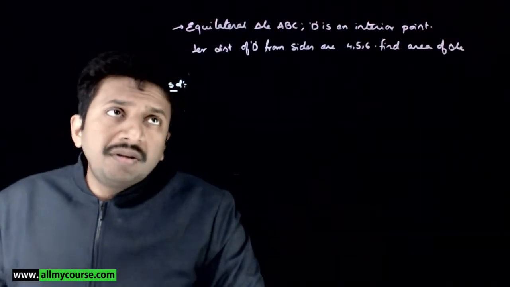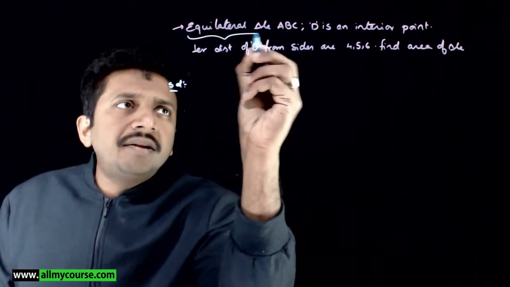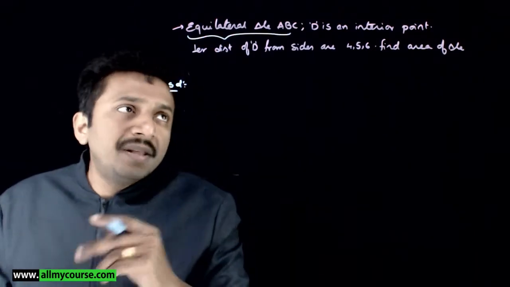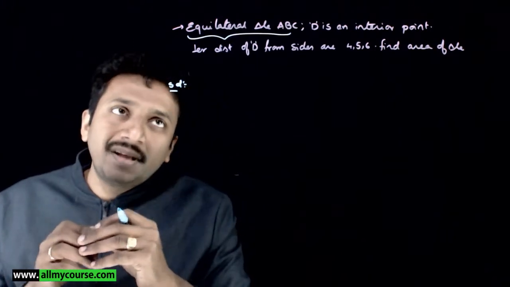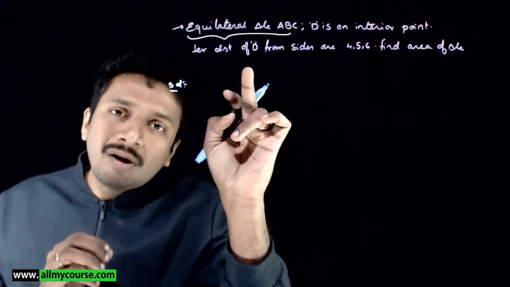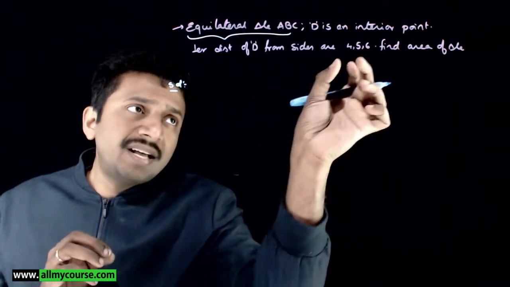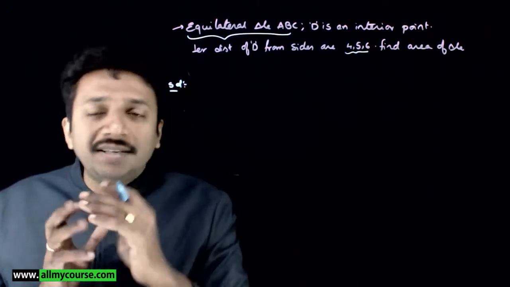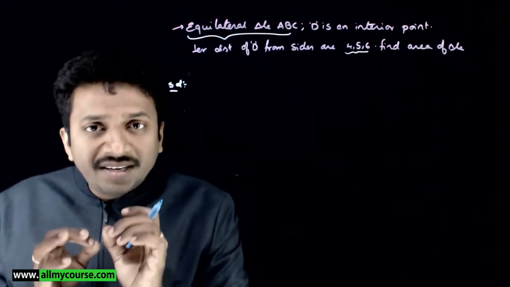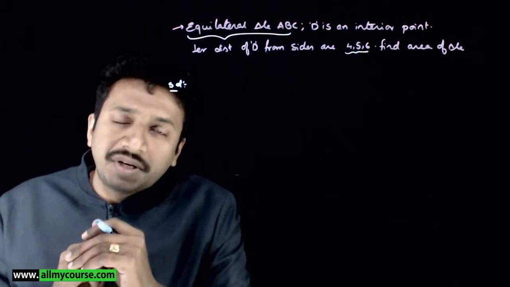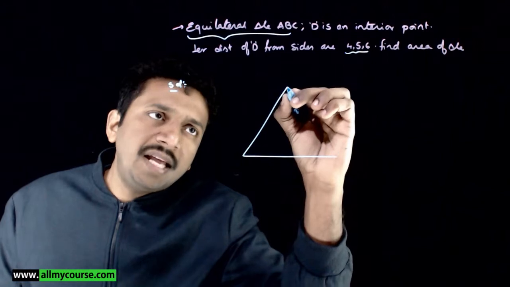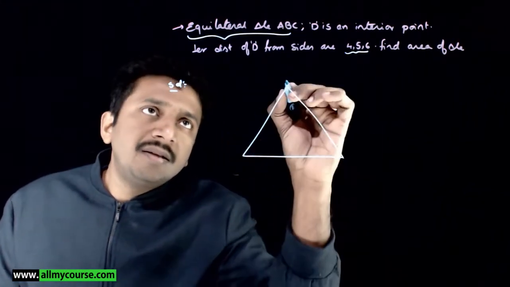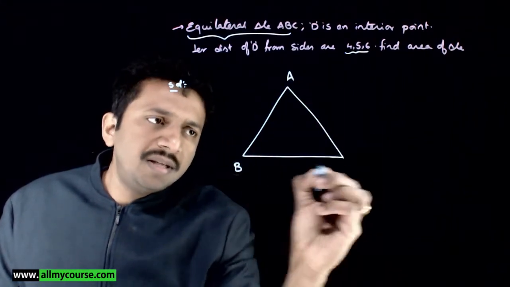So in this question, you're given that you have an equilateral triangle ABC and D is an interior point to this triangle, and the perpendicular distances of D from the sides are 4, 5 and 6. If that is so, what is the area of the triangle? So you're given that you have an equilateral triangle. Let us call this ABC.